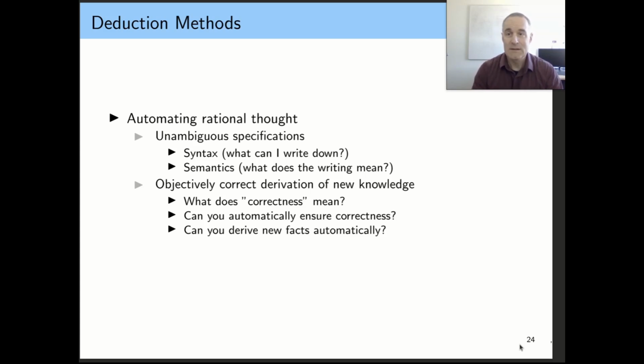We want to be able to derive objectively correct knowledge. And so therefore we need to know, what does correctness actually mean, and how can we ensure it automatically, and how can we derive new facts automatically? How do we ensure that, given a set of premises or assumptions about our world, how do we employ rules that transform those statements into other statements and know that we're not introducing errors as we go along?